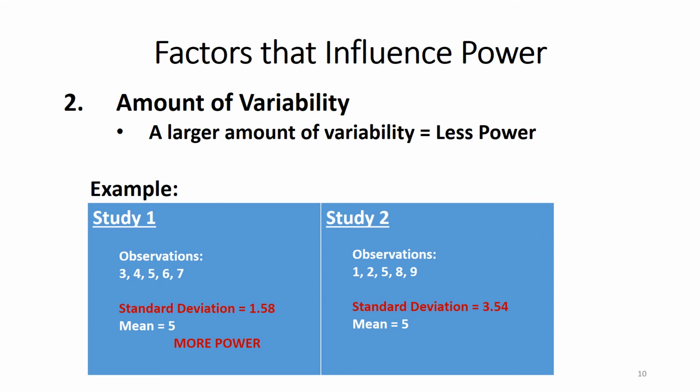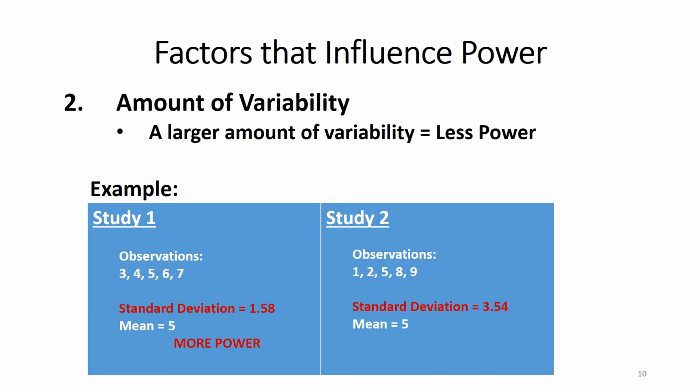Well, in study 2, you'll notice the observations are more spread out. And in fact, if we compute the standard deviation, it is 3.54 for study 2. So the key thing to focus on in this one is, even though the means are the same in both study 1 and study 2, the key thing that changes here is the amount of variability in each study. Study 2 has a larger amount of variability, 3.54, and therefore it has less power.